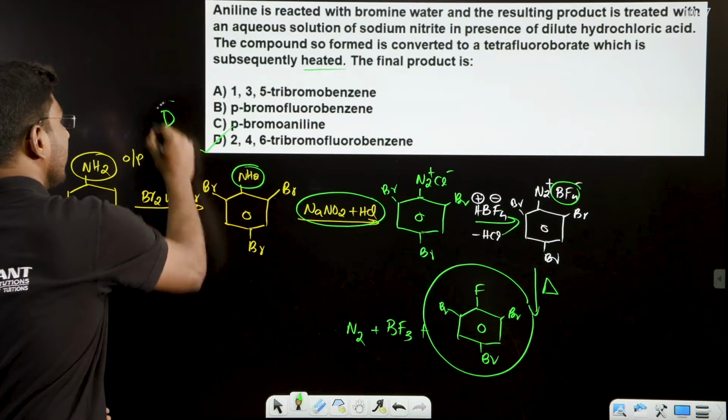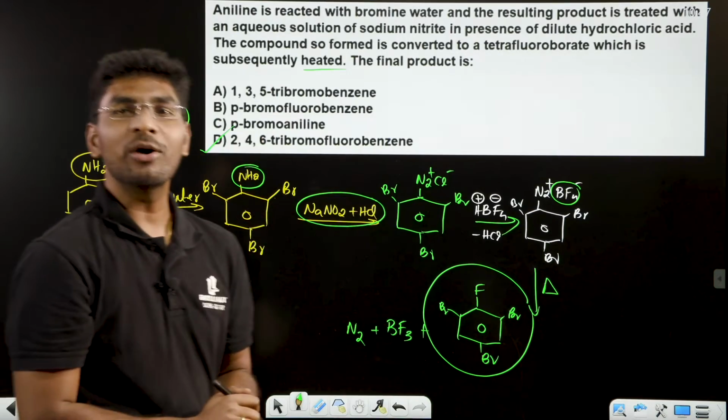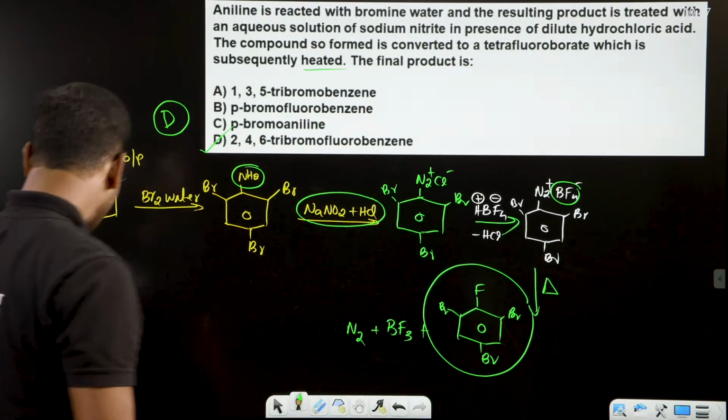The option is D. Now I'm also learning chemistry. Now what is the answer? D is the right answer. Look at the next question.